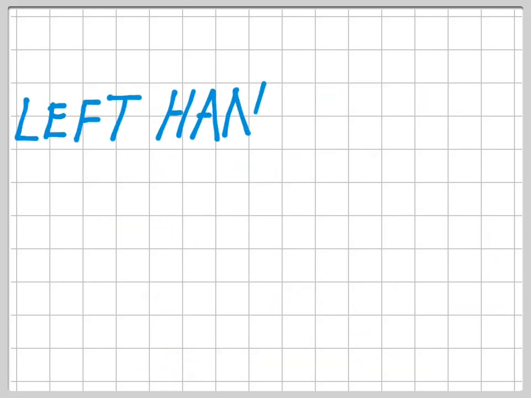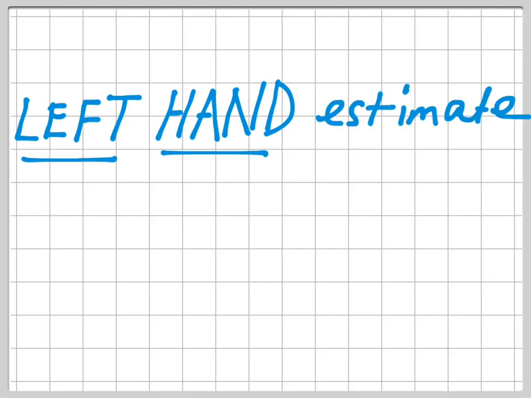So we're going to do three things today. We're going to do left-hand estimates to areas under curves, right-hand estimates to areas under curves, and we're going to introduce you to the idea of a definite integral, which is the exact area under a curve between a left-hand and a right-hand value of x.